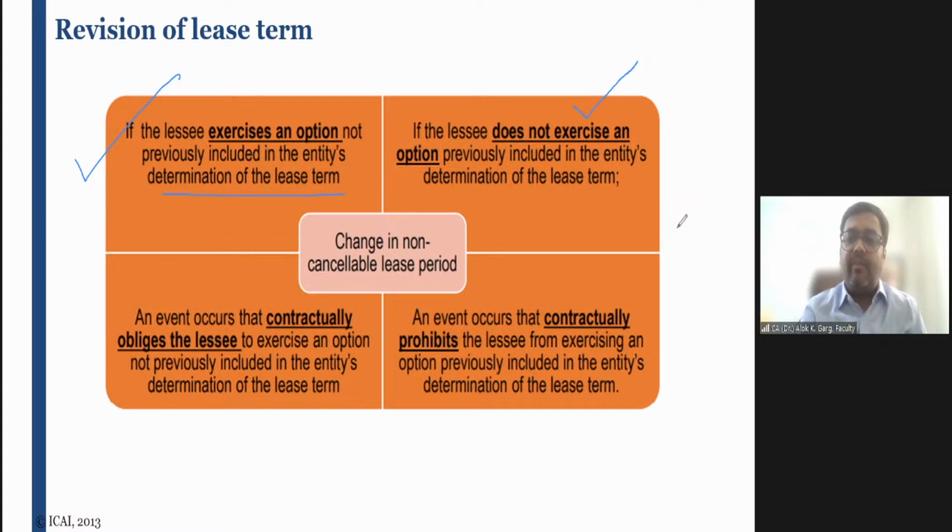Now, the existing lessor does not want to reduce the lease rental, and in the market the rental has significantly gone down. So now the lessee does not want to avail this renewal option. The lessee only wants to complete the non-cancelable period, and then he will shift to another premises.